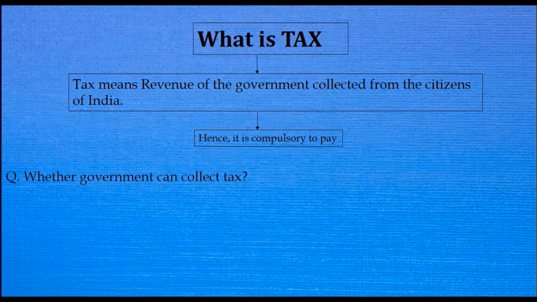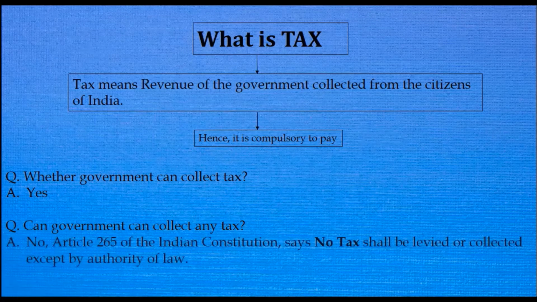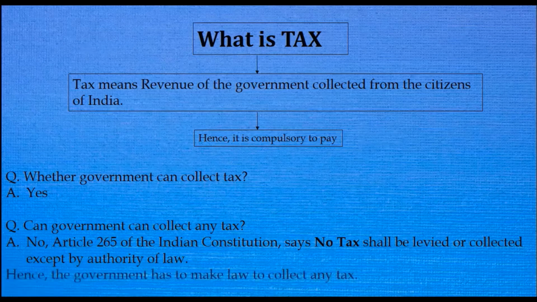Now the question arises whether the government can collect the tax. The answer is yes. Next, the second question is, can the government collect any tax? The answer is no. Article 265 of the Indian Constitution specifically mentions that no tax shall be levied or collected except by the authority of law. So if the government wants to collect any tax, then it has to make a law. And by making law, the government can collect the taxes.